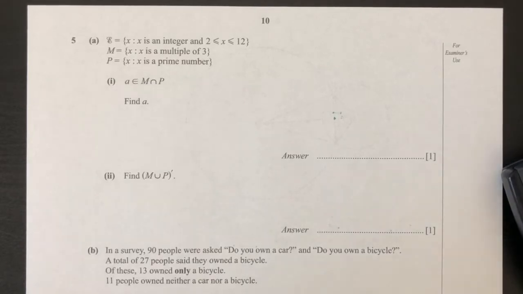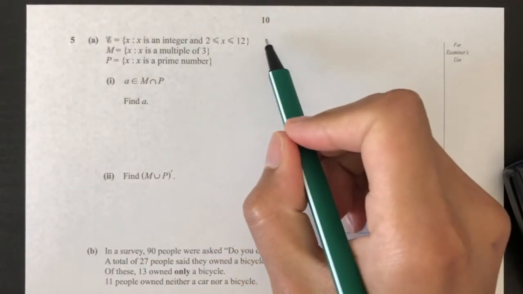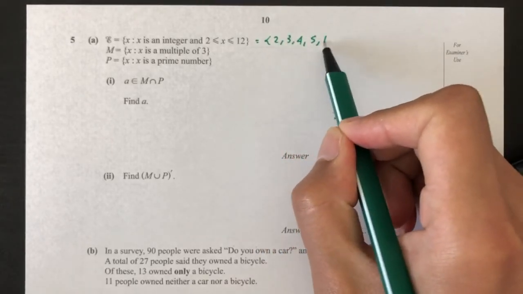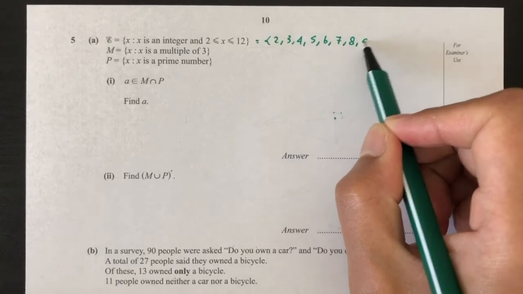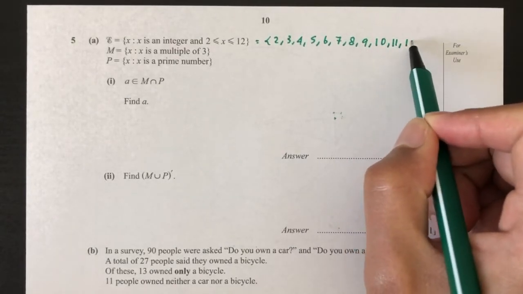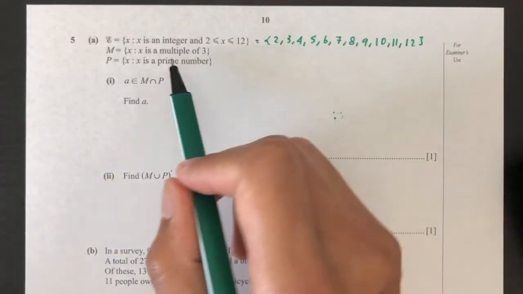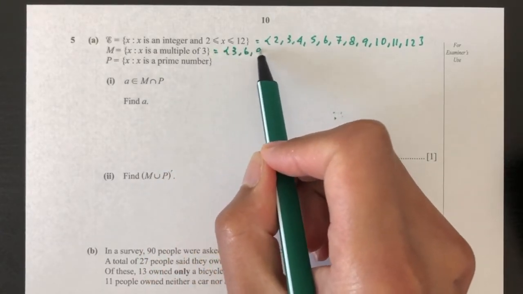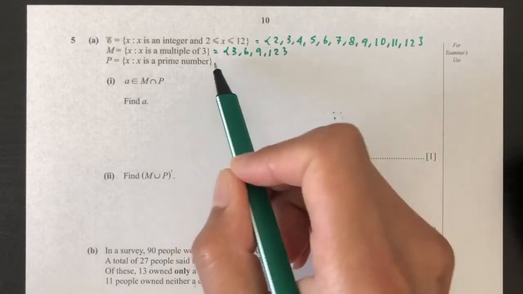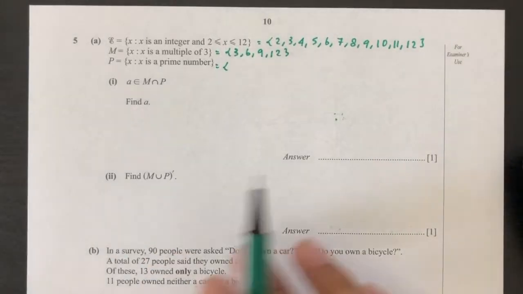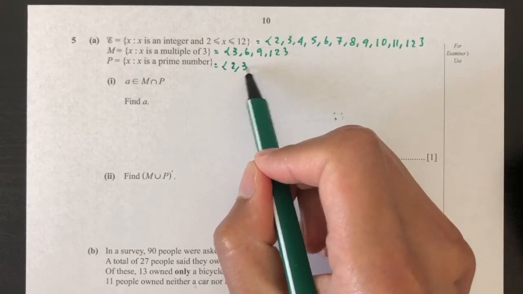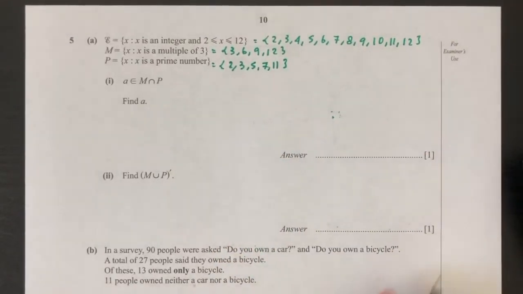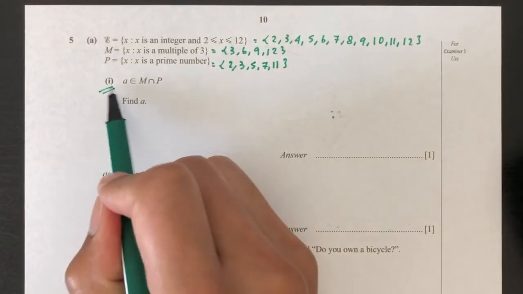So we have the universal set is the integers between 2 to 12. So 2 to 12 will be 2, 3, 4, 5, 6, 7, 8, 9, 10, 11, and 12. Now M will be the set of multiples of 3. So let's see, we have 3, 6, 9, and 12. And P is the prime numbers, so the prime numbers will be 2, 3, 5, 7, 11. These are prime numbers.